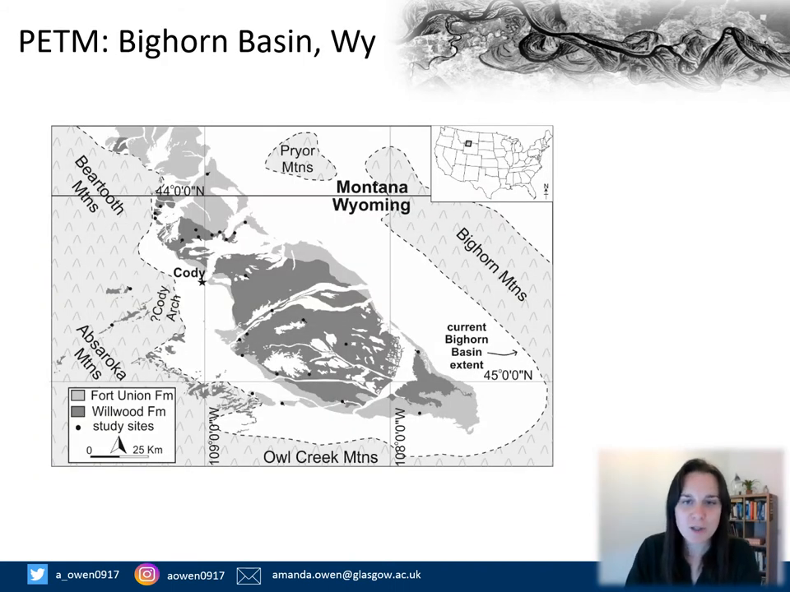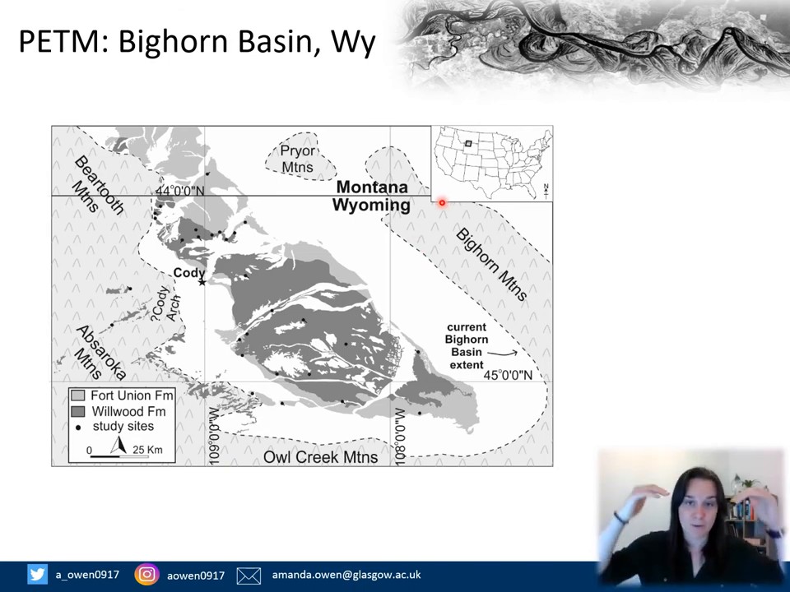So the location we're going to go and have a case study example from is the Bighorn Basin, and this is situated on the border between Montana and Wyoming, so we're up in the northwestern corner of the USA. Now, during the Paleocene-Eocene, so about 56 million years ago, we had collisional tectonics happening here. So we had rocks being thrust on top of each other to form areas of uplift. And these areas are the Beartooth Mountains, the Owl Creek Mountains, and the Bighorn Mountains over in the east.